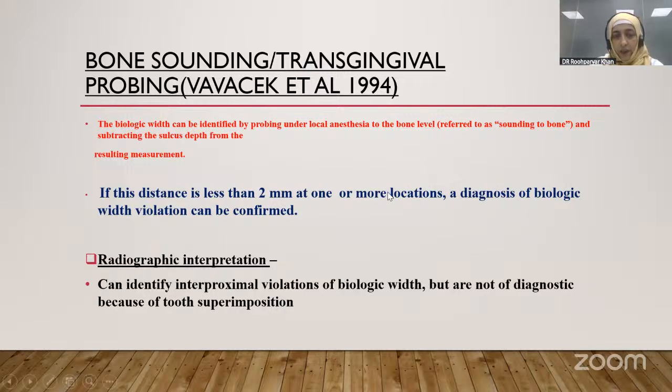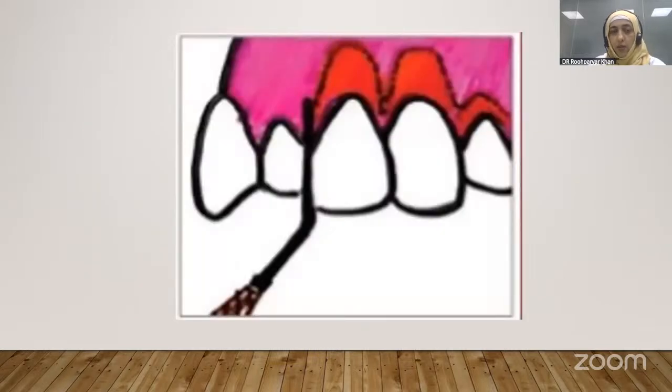By radiographic interpretation, we have to take a parallel radiograph to diagnose whether the biological width is violated or not. I will show you a pictorial presentation of how we have to take a probe and walk the probe like this, a Williams probe. While walking the probe, first we have to see the sulcus depth. And if the patient complains on probing and you see irregular margins and there is bleeding, then it is the confirmation of violation of biological width.